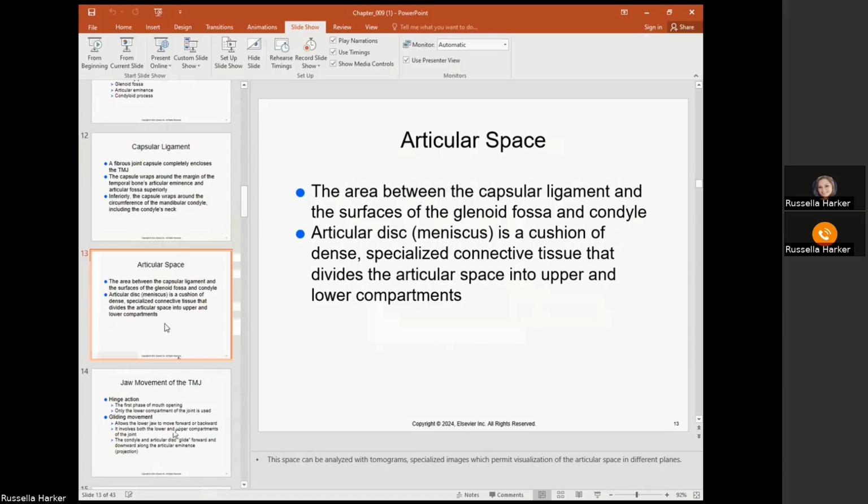The articular space is the area between the capsular ligament and the surfaces of the glenoid fossa and the condyle. The articular disc, also known as the meniscus, is the cushion of dense, specialized connective tissue that divides the articular space into upper and lower compartments. These compartments are filled with synovial fluid, which helps lubricate the joint and fills the synovial cavities. So that fluid is there so that when the bones move and the joint moves, it doesn't create friction. So that is a lubricant in that area.